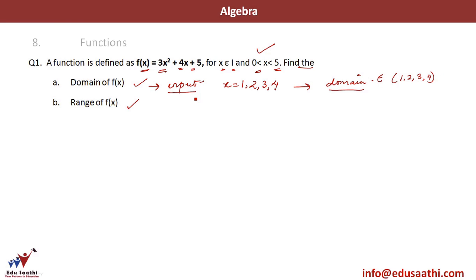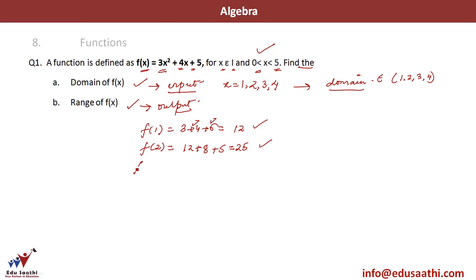Okay. Now if you look at range, range is your set of output values. Now what you do is you put in all the values of input. So that means if you put x is equal to 1, the value that you would get would be 3 plus 4 plus 5. 5 and 4, 9, and 3, what you get is 12. This is the first value of range that you have. If you put your input as 2, so 2 square, 4 into 3, 12, plus 4 into 2, 8, plus 5, which will be 25.